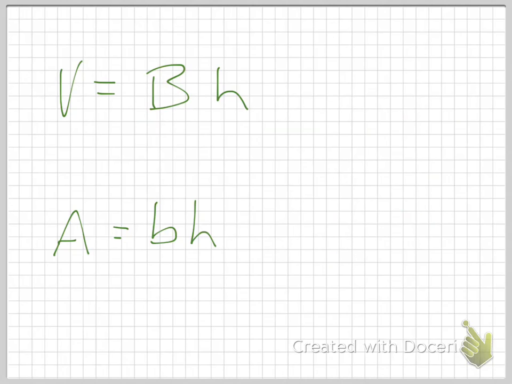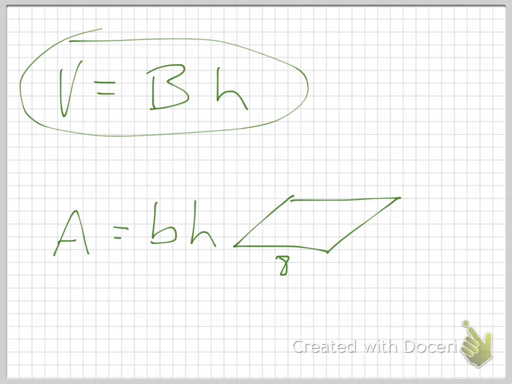The actual formula says the volume equals capital B H. Do you remember the area of a parallelogram? It's base times height, but it's a small b. The area of a parallelogram is small b times small h. Small b meaning that it's just the base of the two-dimensional object, right? The base of this right here. Does that make sense? That's why it's small b. So what is capital B? What do you think that means?